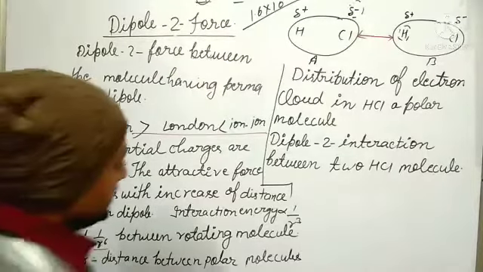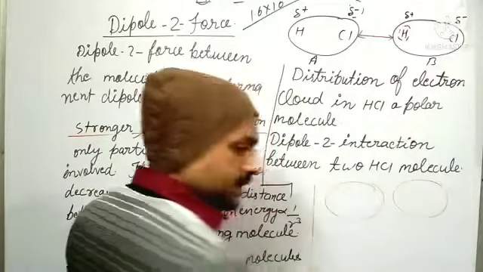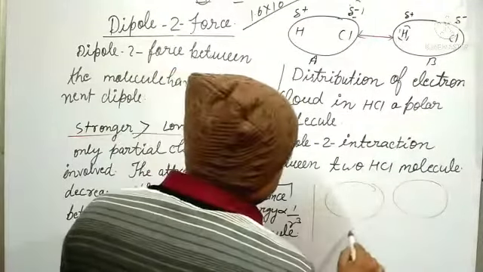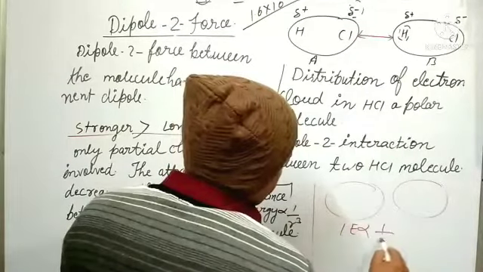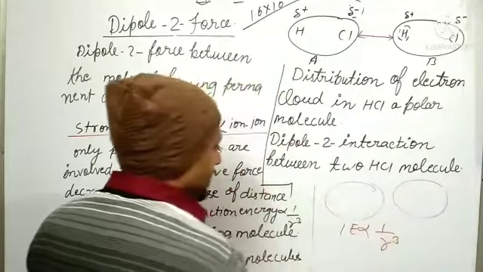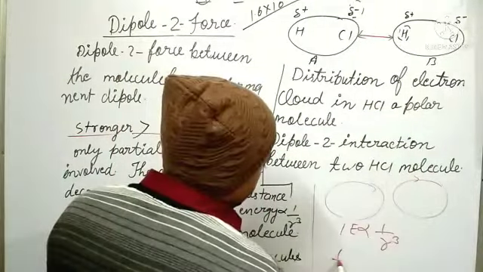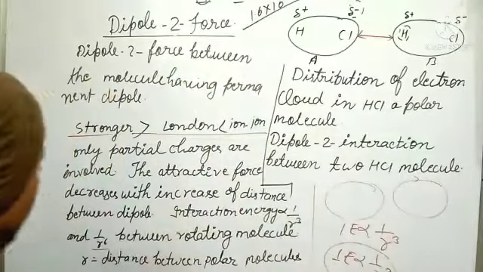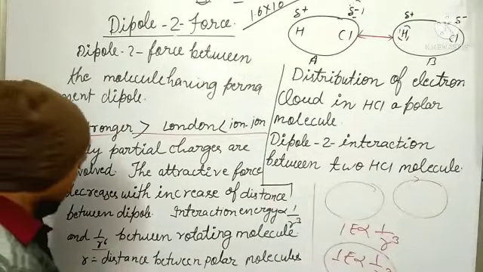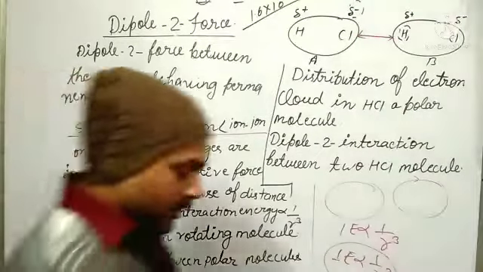This is the point I would like to clear here. If molecules are fixed like this, the interaction energy is inversely proportional to r to the power 3. But if molecules are rotating, the interaction energy is inversely proportional to r to the power 6, where r is the distance between the polar molecules.